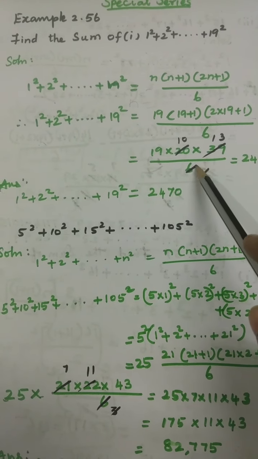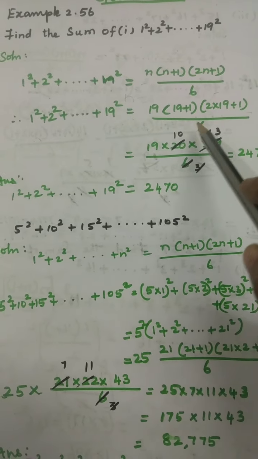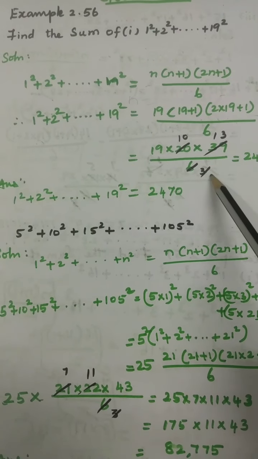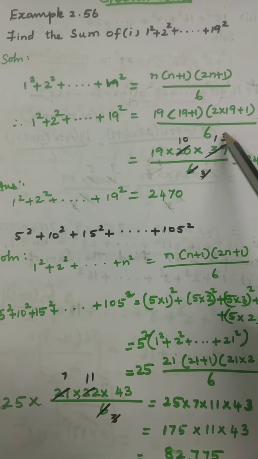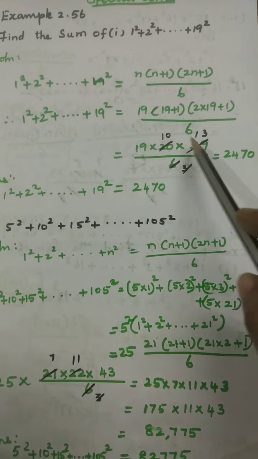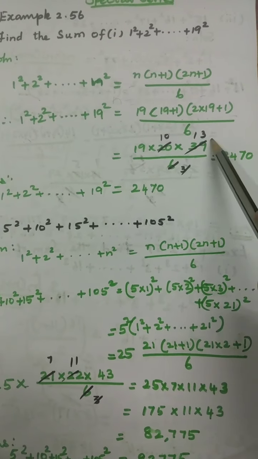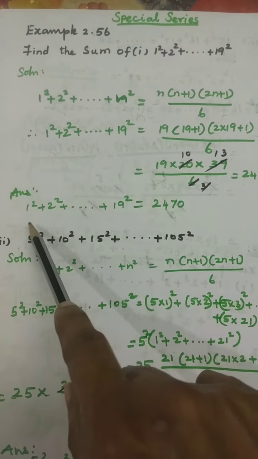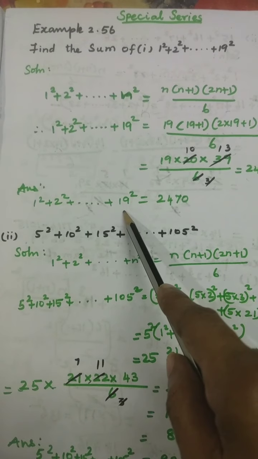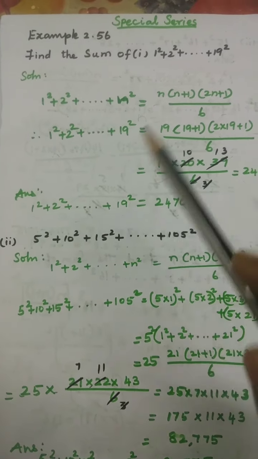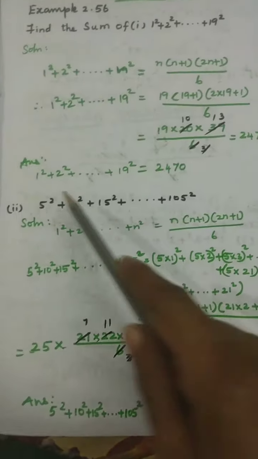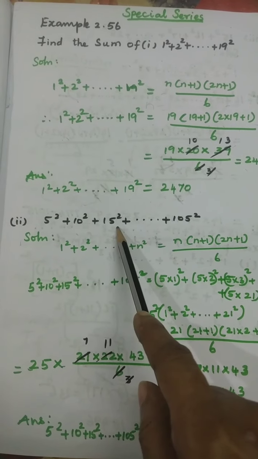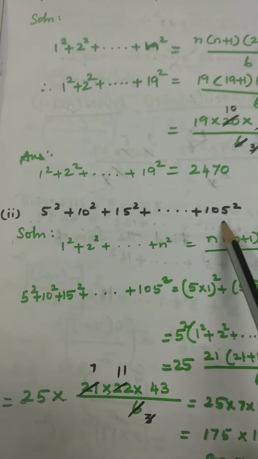Now we can cancel 6 and 20 in the 2 table. Here 10 times, here 3 times. Again 3 ones are 3. Here 13 threes are 39. Now we multiply 19 into 10 into 13, that is equal to 2470. Okay, now the answer is 1 square plus 2 square plus and so on plus 19 square is equal to 2470.